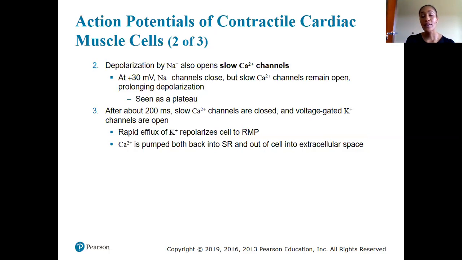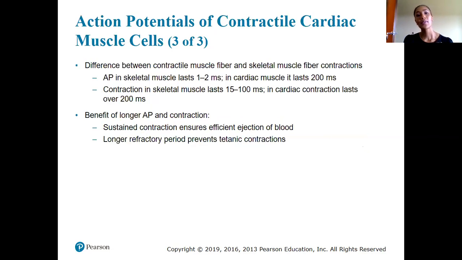So these slow calcium channels prolonging depolarization allows our heart to contract at a more steady pace and not as quickly as skeletal muscles. Okay, and that's pretty much all that is. Like I said, I wanted you to understand that. I'm not going to ask you the details of this process, but I do want you to understand that.